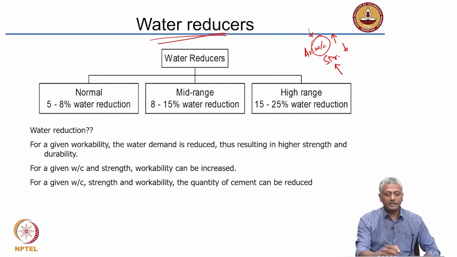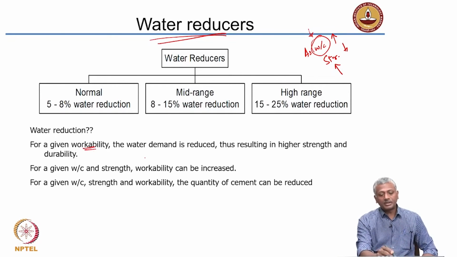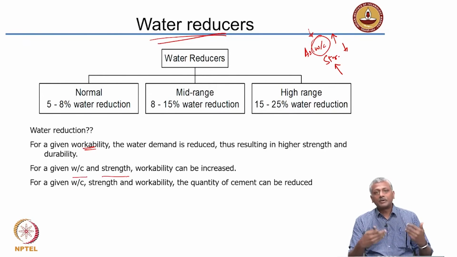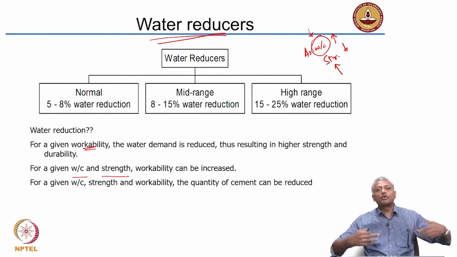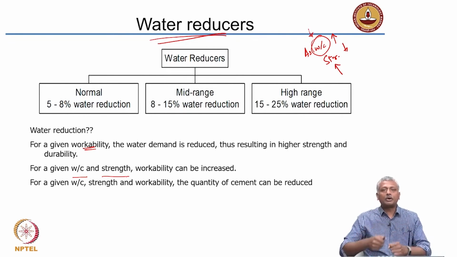So, for a given workability, that means for a given consistency or fluidity of a concrete mix, the water demand can be reduced, resulting in higher strength and durability. Alternatively, you do not change the water cement ratio, keep the strength constant, but what you will have is a concrete that moves around freely. It becomes flowable. When concrete starts becoming flowable, you do not have to spend a lot of energy in trying to compact it. We will come across these processes later.